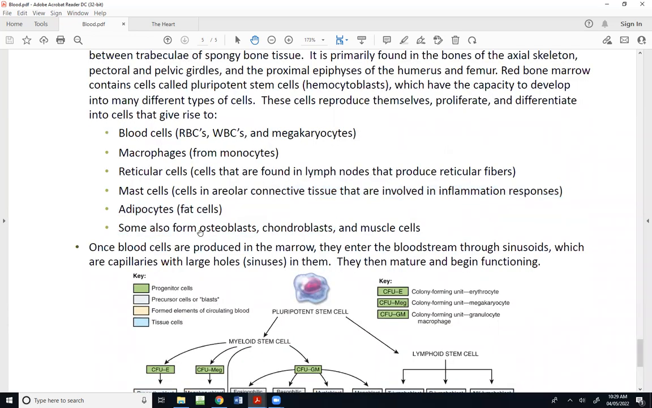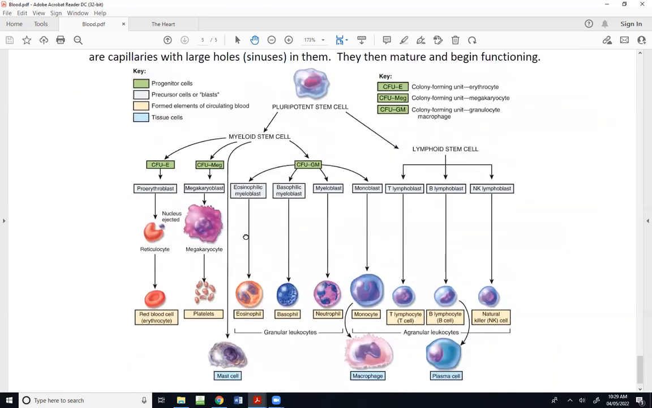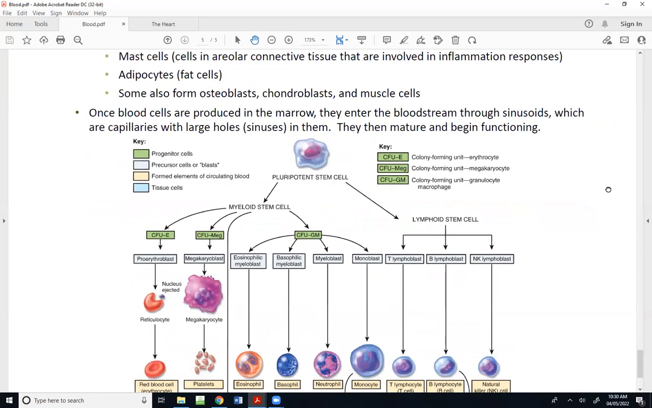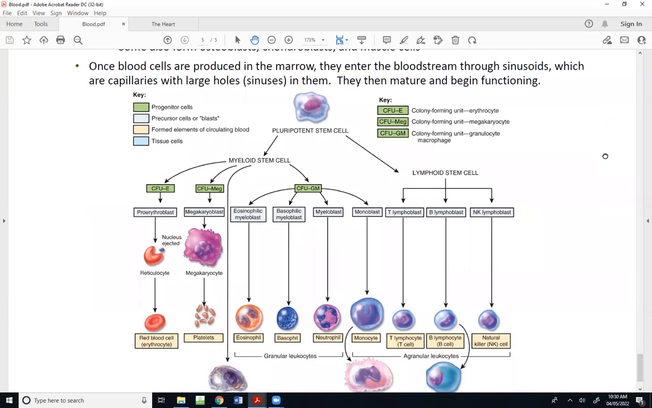Okay. But also forming from that original pluripotent stem cell, and they're not shown here, but that includes reticular cells, which are found in our lymph nodes, producing reticular fibers, mast cells, which actually we can see down here, which we find in our areolar connective tissue involved in inflammatory responses. We can also form adipocytes or fat cells, osteoblasts in our bones, chondroblasts in our cartilage, and muscle cells obviously in our muscle. Okay. Once the blood cells though are produced in the marrow, they enter the bloodstream through sinusoids, which are capillaries with large holes or sinuses in them, where they can then begin maturing and functioning.